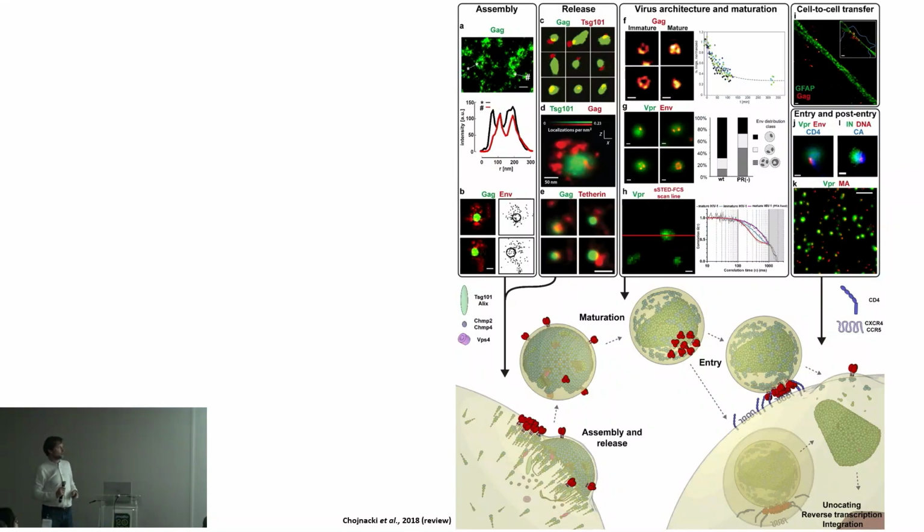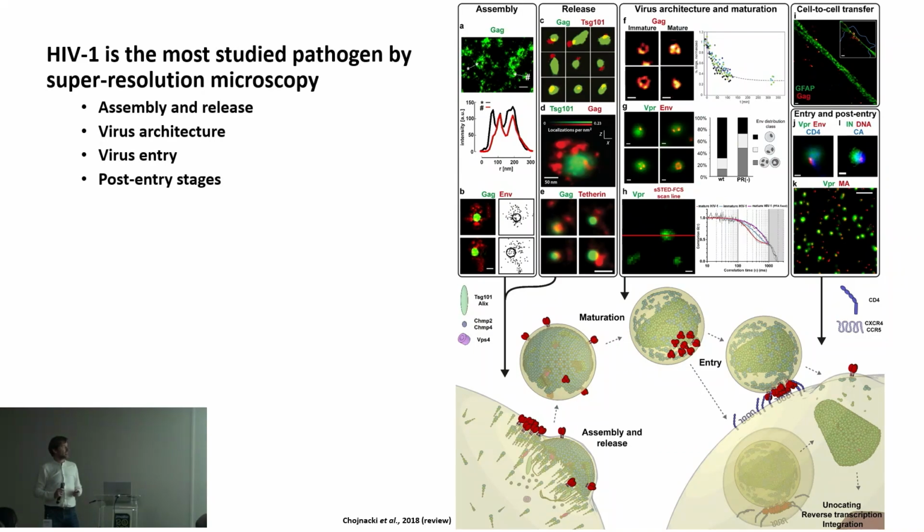Now, to put things into perspective a little bit: HIV has really benefited from super-resolution microscopy. Why? Viruses, as in the previous talk, are really small. HIV was one of the first pathogens put under the super-resolution microscope, in the early 2008, 2009, 2010s. I think it is right now still the most studied pathogen by super-resolution microscopy.